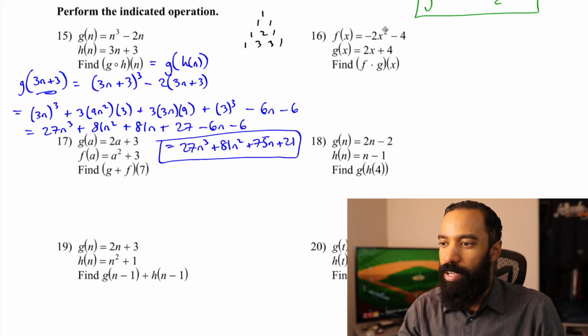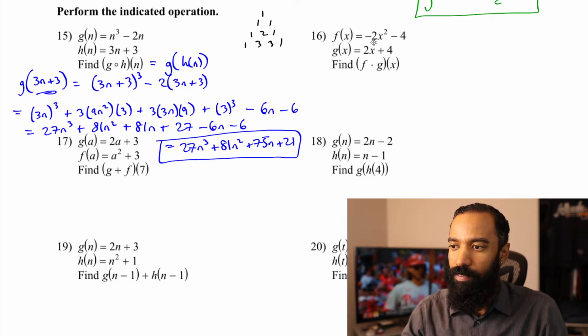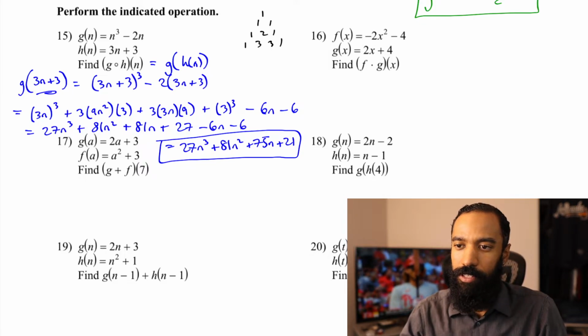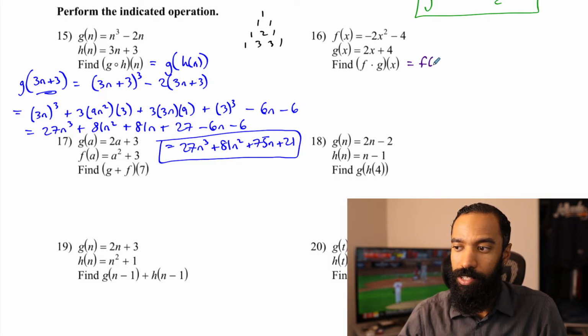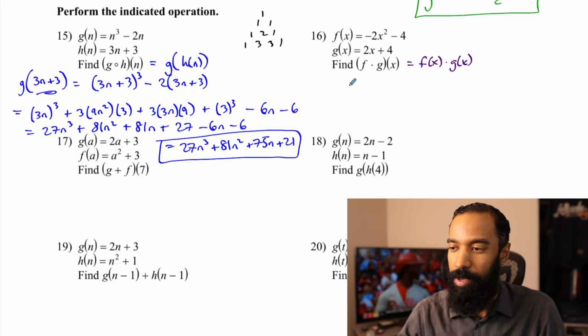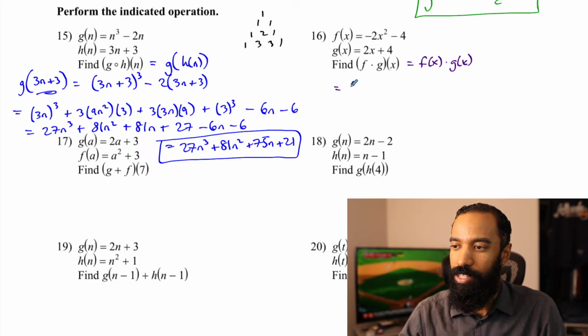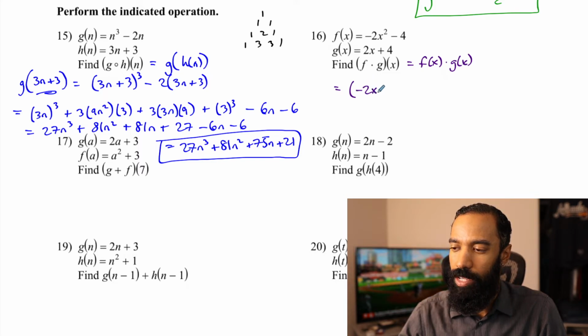Now, f of x is negative 2x squared minus 4. G of x equals 2x plus 4. Let's do f times g of x, which does mean f of x times g of x. We are going to multiply those two quantities. That is what that means there. So f of x is negative 2x squared minus 4. G of x is 2x plus 4.